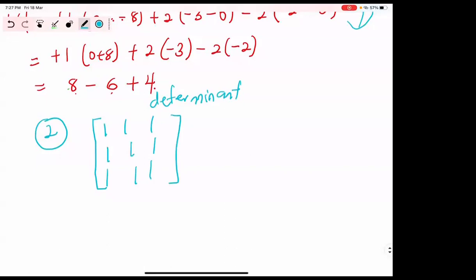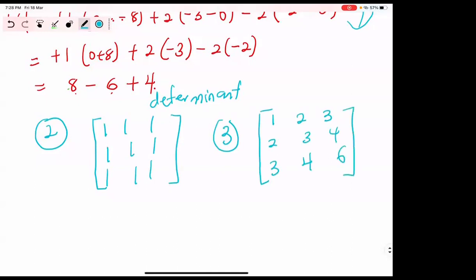1, then 3. We have 1, 2, 3, 2, 3, 4, 3, 4, 6. Find the determinant of these 3 matrices.